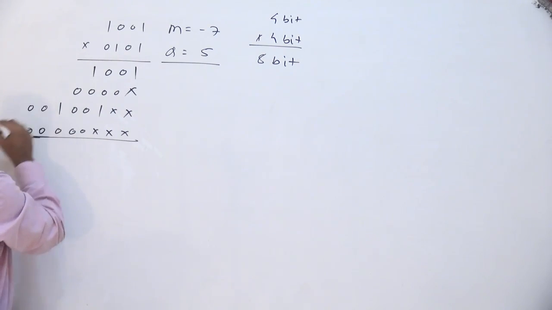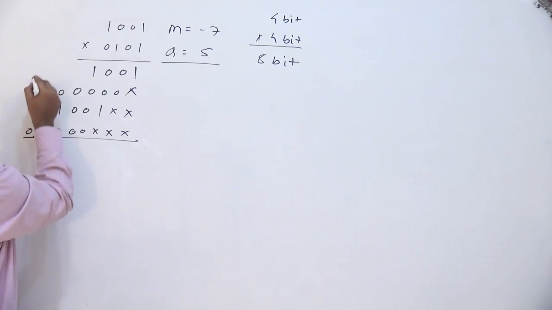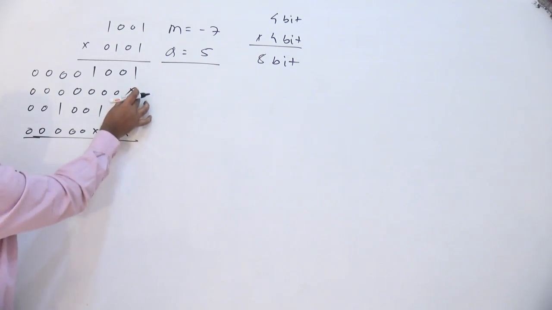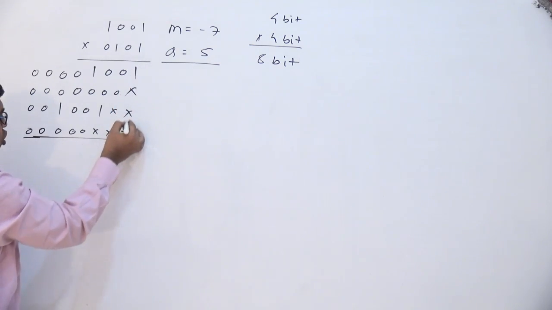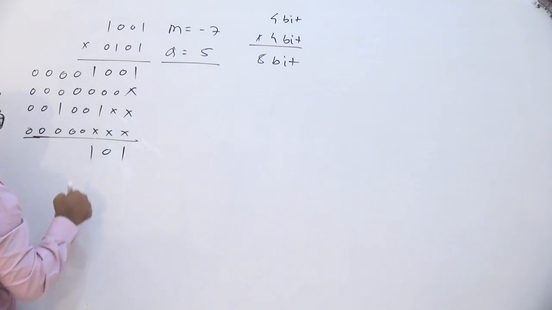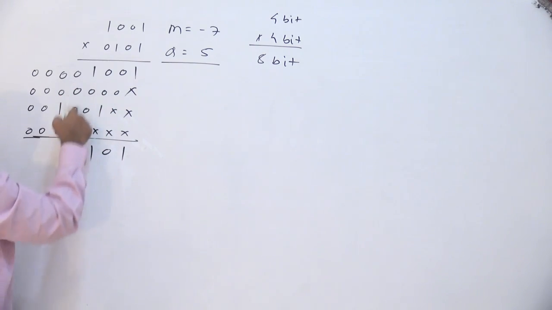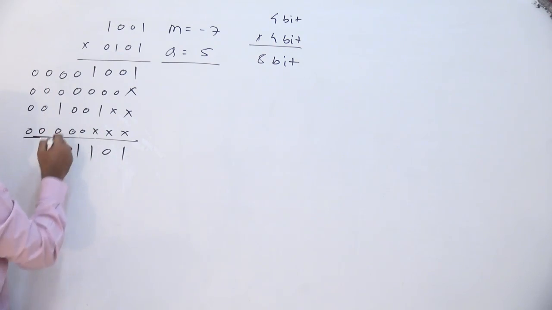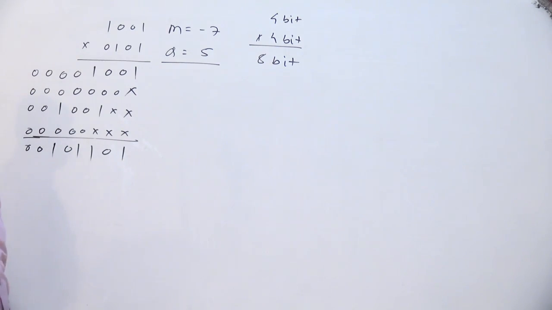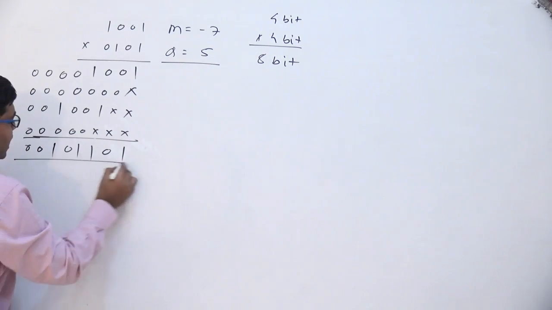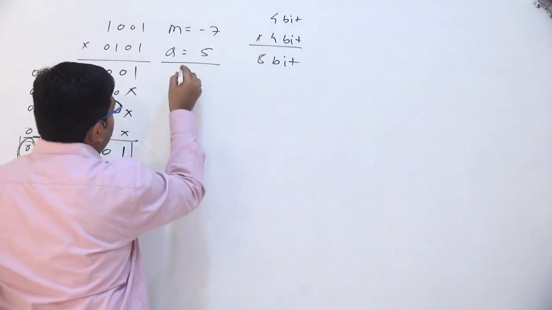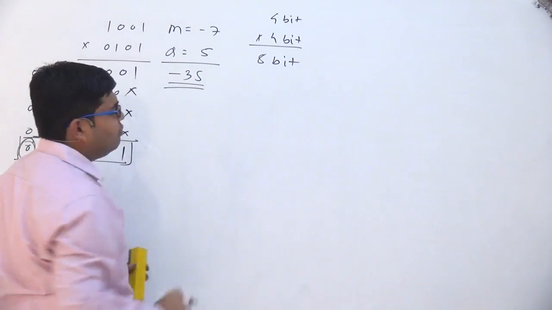So 0 0 0 0 0 0 0 0, and let's add 1 0 0 1. The crosses should be treated as zeros. Then 1 plus 0 plus 0 plus 0 is 1, 0 0 0 0 is 0, 0 0 1 0 is 1, 1 0 0 0 is 1, all zeros 0, 0 0 1 0 is 1, 0 0 0 0 is 0, 0 0 0 0 is equal to 0. And you can see that the result is coming out to be a positive number, and we know that minus 7 multiplied by 5 should come out to be minus 35, which is a negative number.